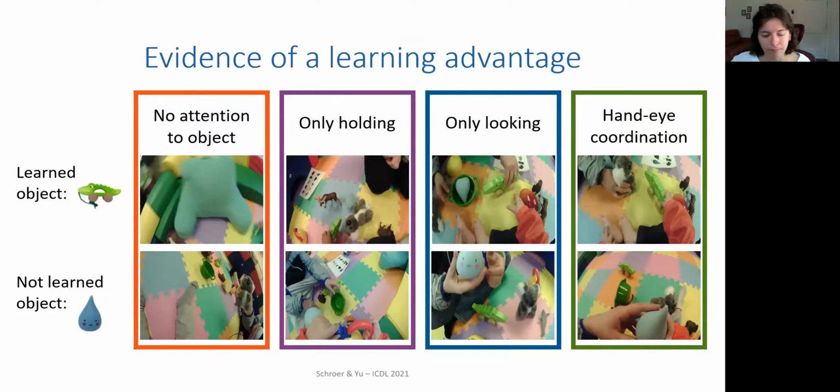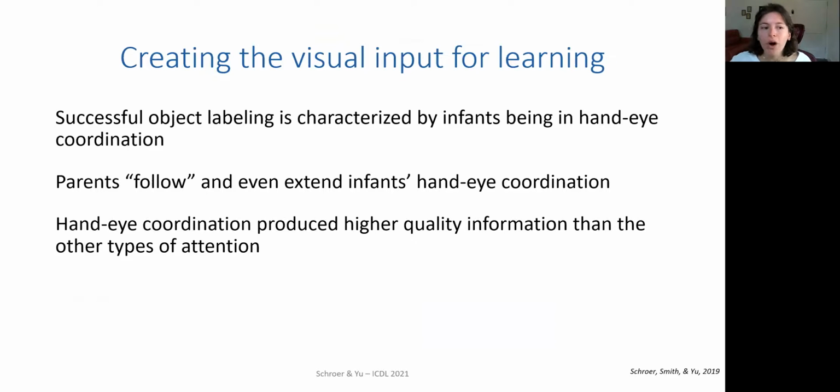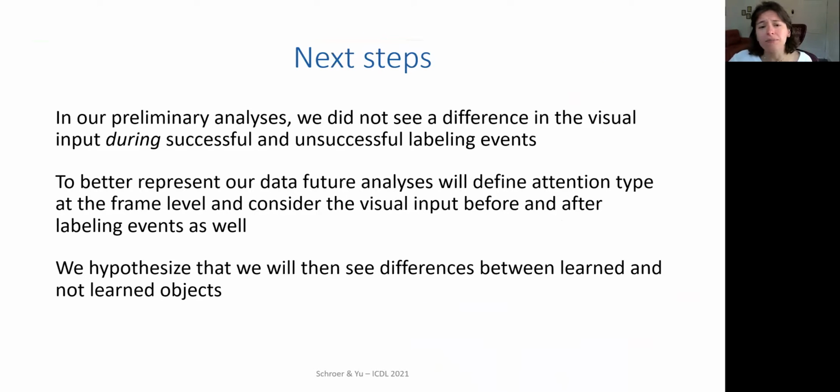infant to learn from. So to conclude, what we see is that successful object labeling is characterized by infants being in hand-eye coordination. And we saw that parents follow and then even extend infants' hand-eye coordination to that labeled object if the infant learns the name. We also saw that hand-eye coordination is producing this higher quality information than the other types of attention. But these are just preliminary analyses. And in fact, we did see a difference in the visual input during successful and unsuccessful labeling events.